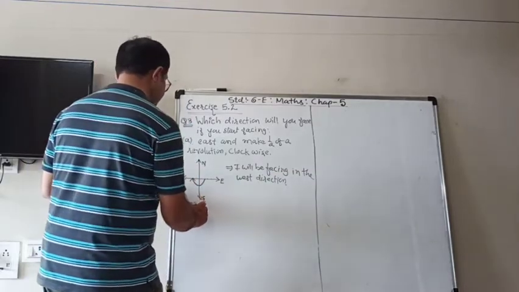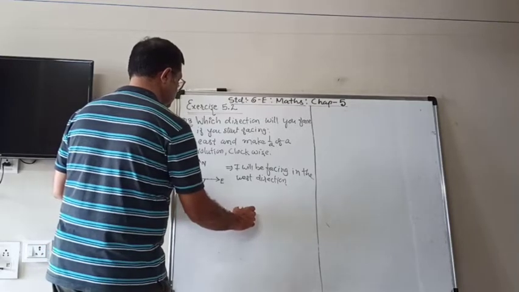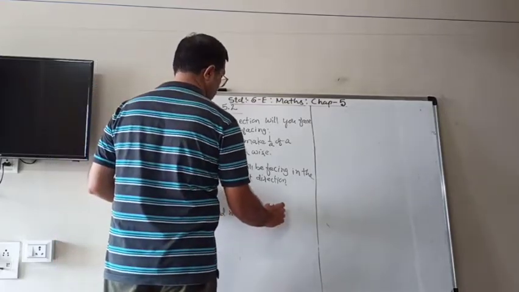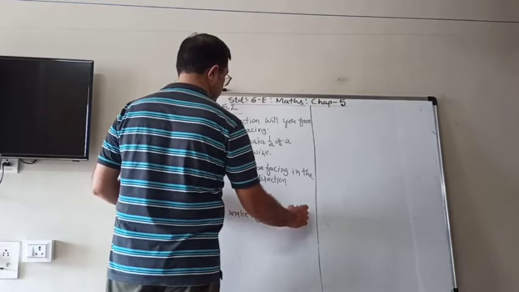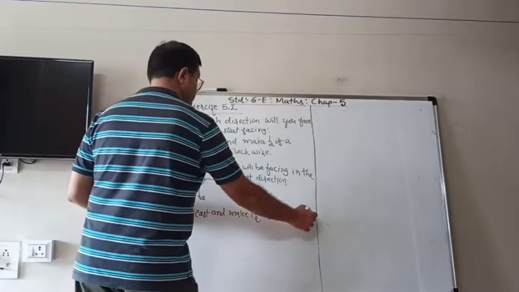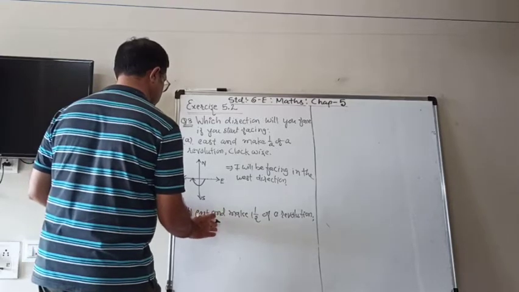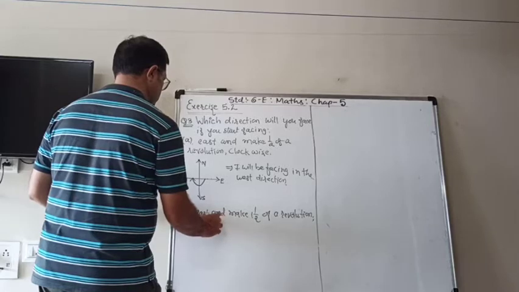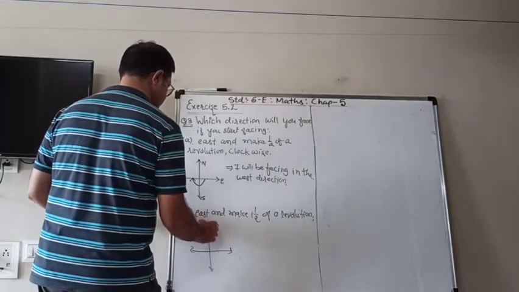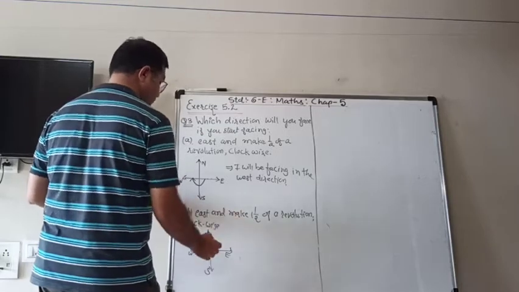East and make one integer 1/2, which means 1.5 of a revolution, clockwise. Now it is just making you confused. East, west, north, south. You start from east.